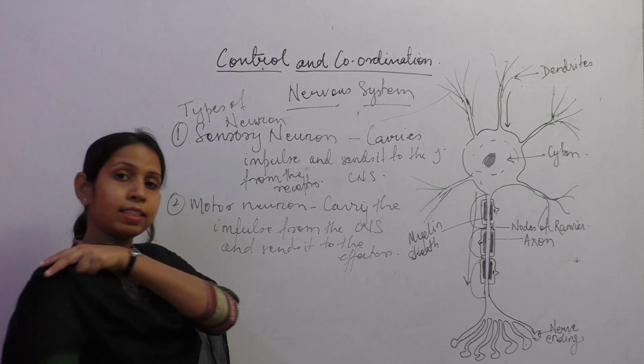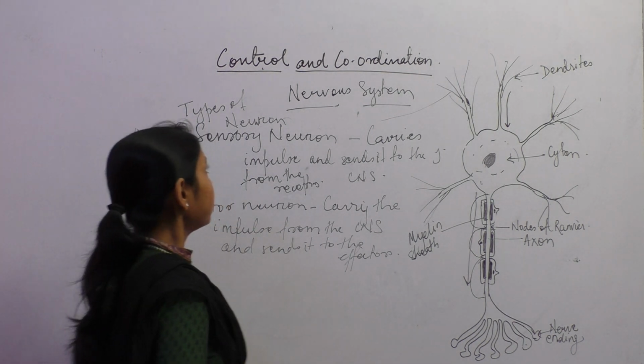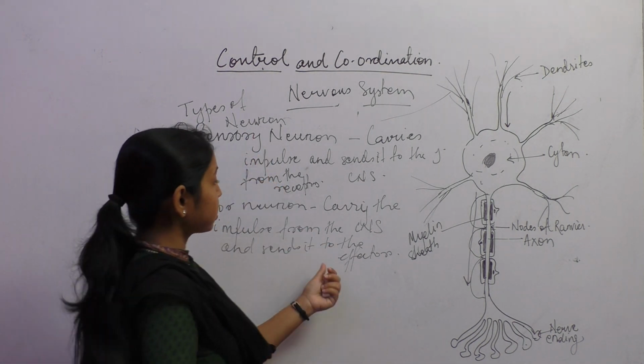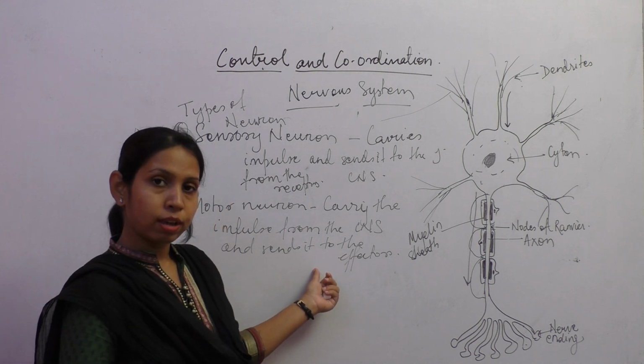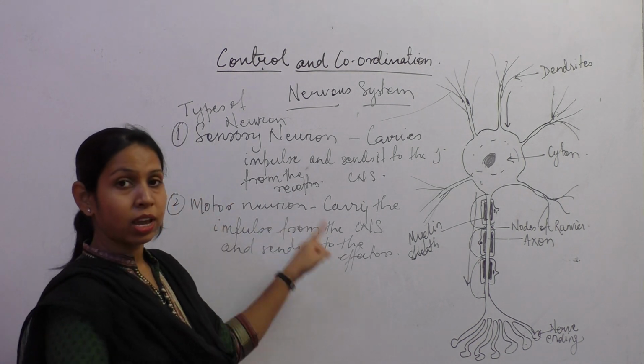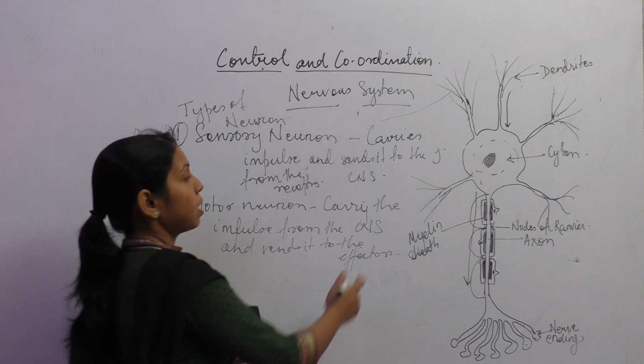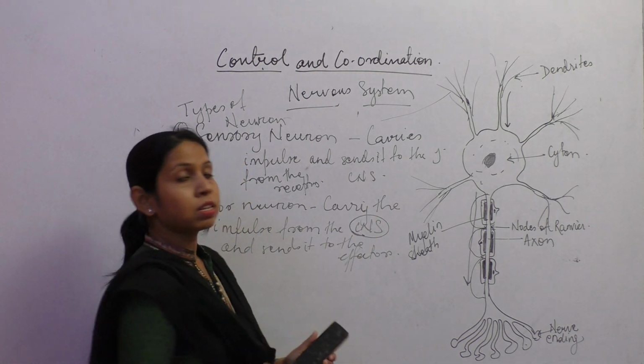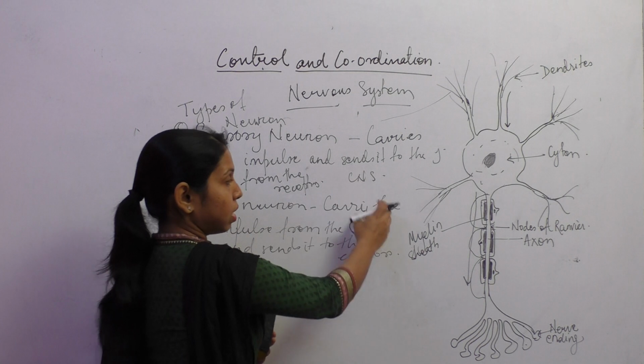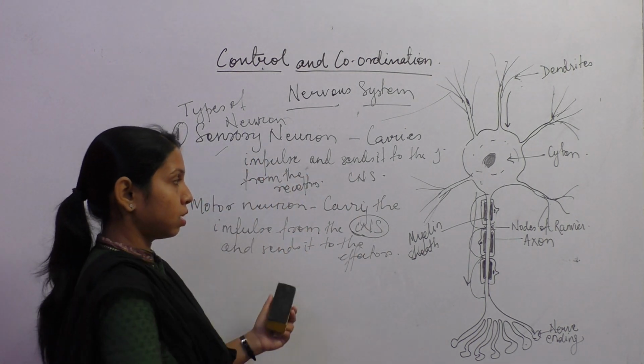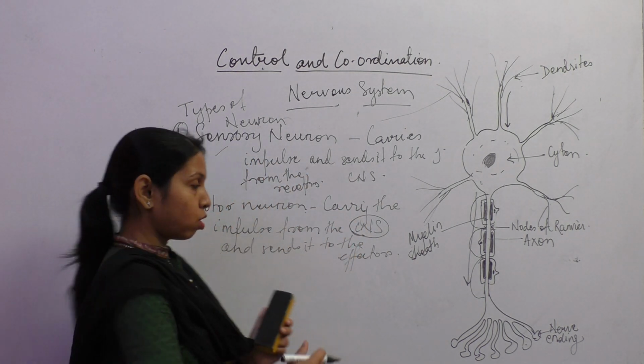So who is carrying the impulse from the receptor? That is your sensory neuron. Who is carrying the impulse to the effector? That is your motor neuron. From where are they collecting these impulses? They are carrying these impulses from the CNS. It is being brought about by sensory neurons. Again, the motor neuron is carrying out from them.